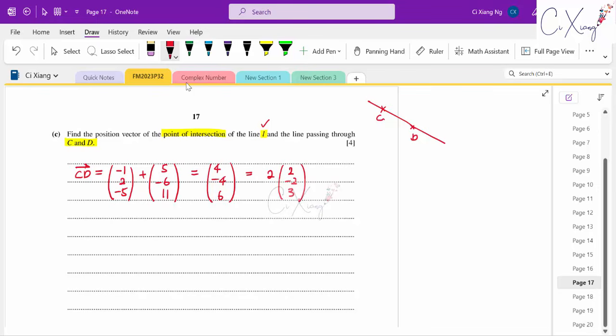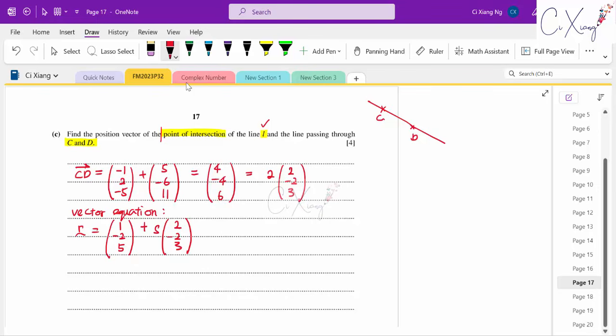Once I have the direction, I can form the vector equation for the line CD. You can use any passing point, either C or D in this question. I'm using C, OC. When I use OC, I will have (1, -2, 5), then plus s, and the direction is (2, -2, 3). And this is the vector equation for the second line.